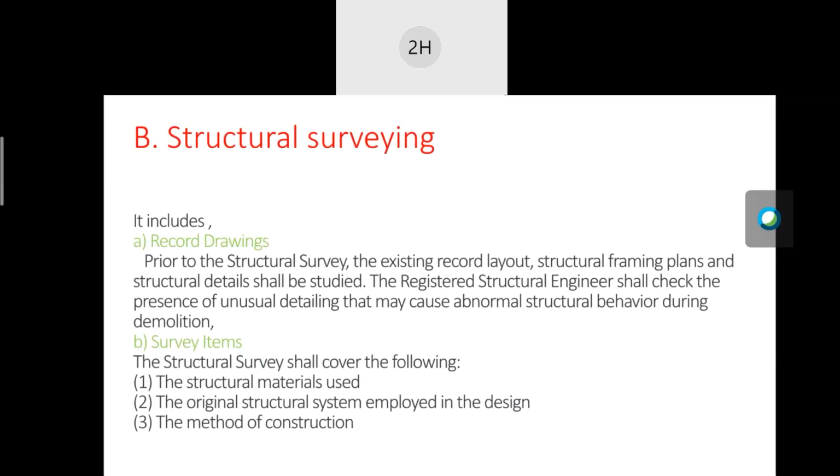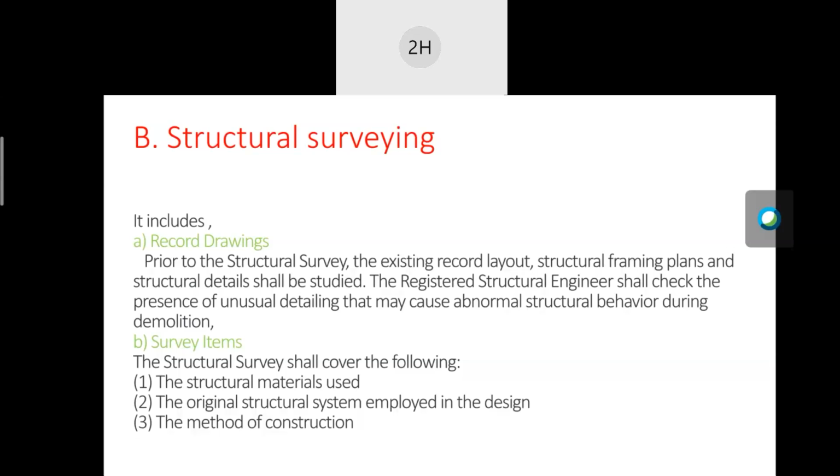B is the structural surveying. It includes record drawings. Record drawings are studied prior to the structural survey. The existing record layout, structure framing plan, and structural details shall be studied. The registered structural engineer shall check the presence of unusual detailing that may cause abnormal structural behavior during the demolition.